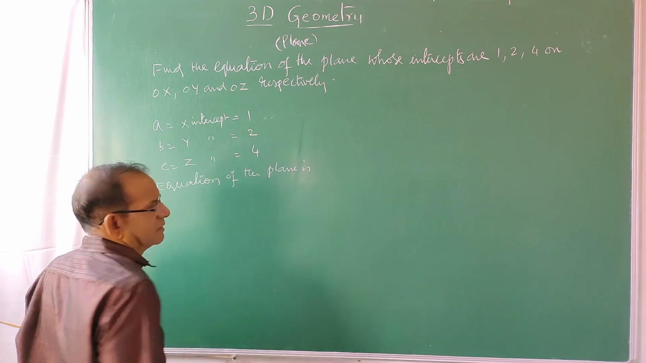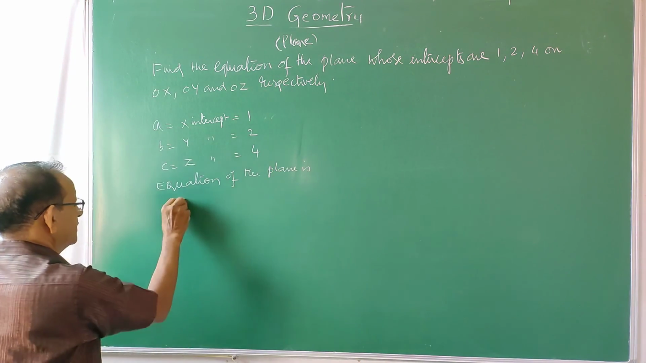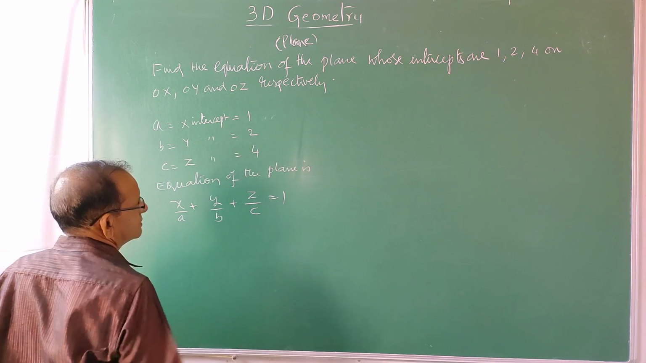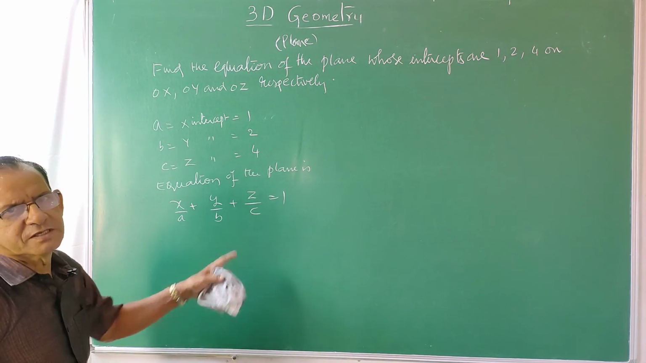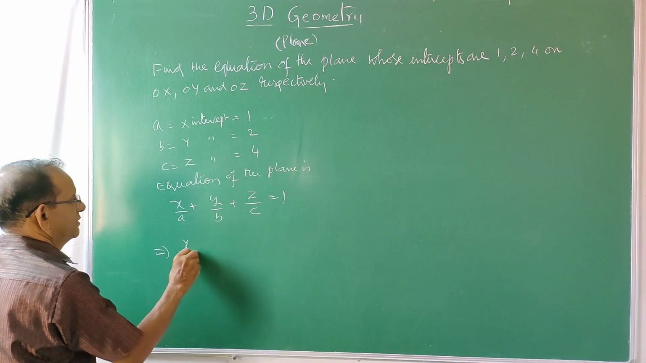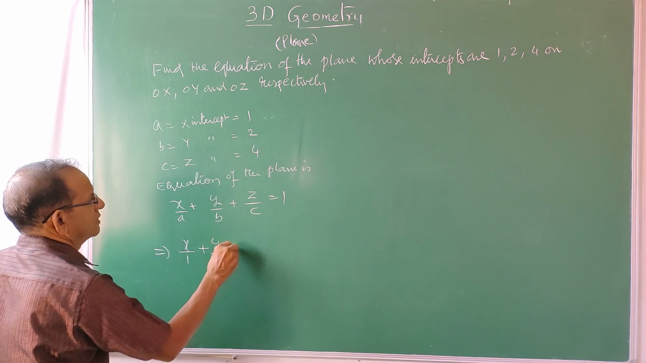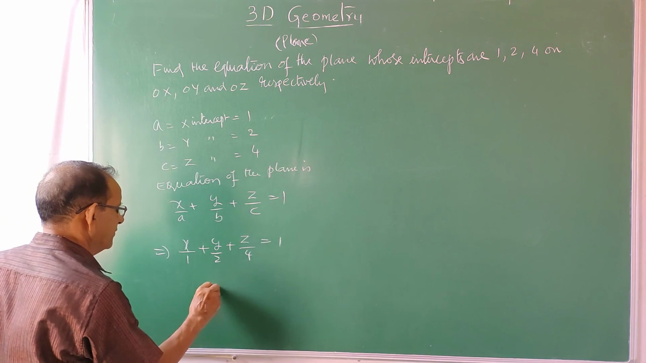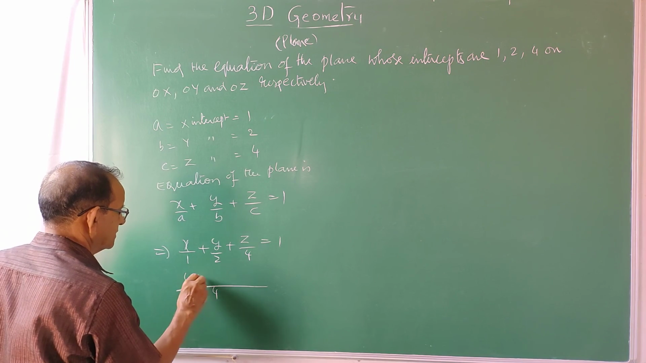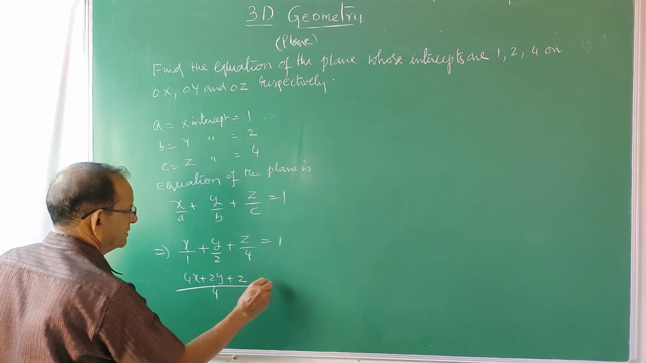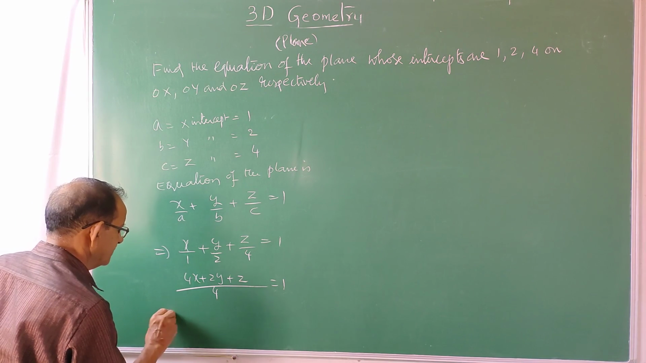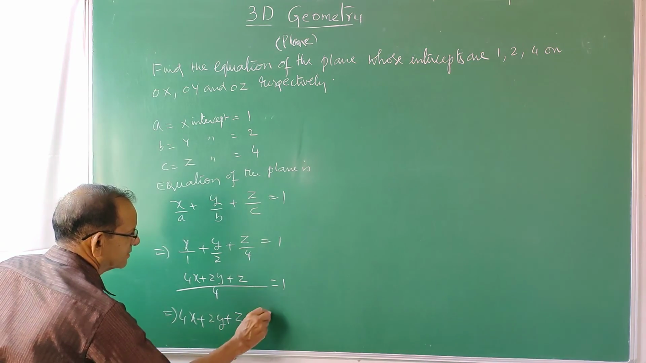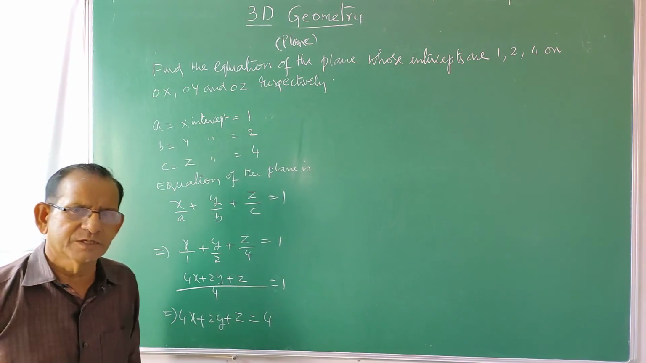is, in intercept form, x by a + y by b + z by c = 1. Substitute the values of a, b, c here. That implies x by 1 + y by 2 + z by 4 = 1. Take LCM; 4 is the LCM. This is (4x + 2y + z) by 4 = 1. If you take cross multiplication, 4x + 2y + z = 4. That is the equation of the plane whose intercepts are 1, 2 and 4.